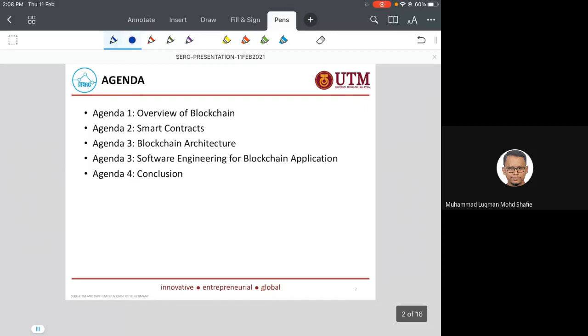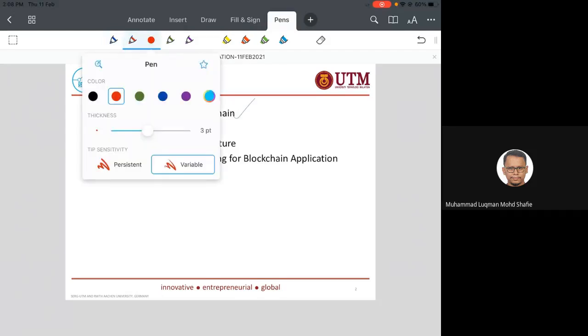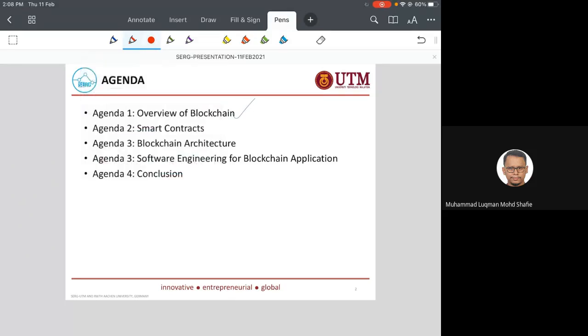Okay, the agenda for today is we have four items. The first one is the overview of the blockchain: what is the blockchain, and what is the smart contract. Then we go for the architecture, and then the software engineering for the blockchain. And then what you can actually do, especially for research, to apply blockchain based or blockchain oriented approaches in software engineering.